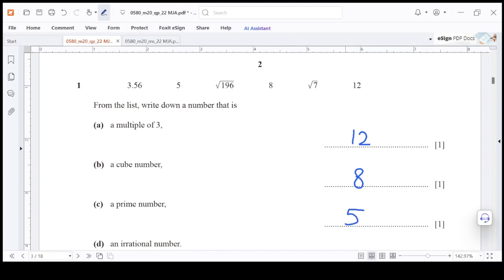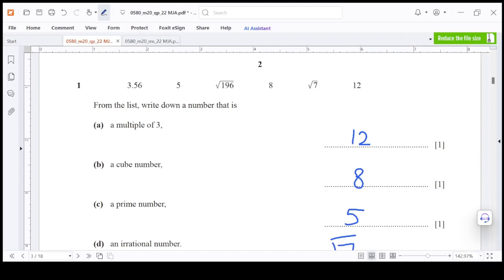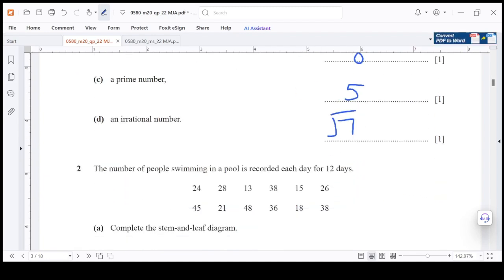An irrational number is a number that can be written in the form of a square root where it cannot be further simplified. Square root of 196 can actually be further simplified. I believe it is the square root of 14. Sorry, it is 14. So this becomes 14 over 1. So it is actually a rational number, not an irrational number. But since this cannot be solved, it is an irrational number.